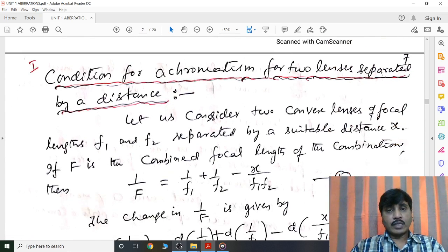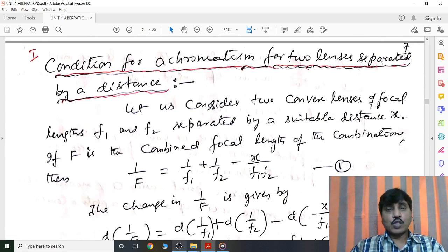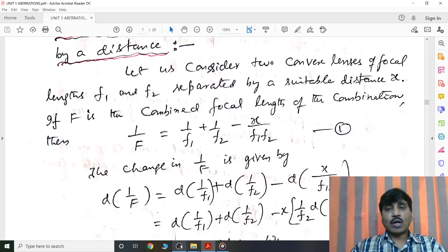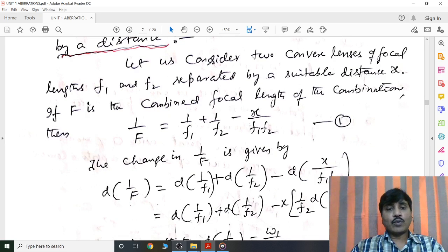Now, the second condition: the condition for achromatism for two lenses separated by a distance, coaxially. Let us consider two convex lenses of focal lengths f1 and f2 separated by a suitable distance x. If capital F is the combined focal length of the combination, then 1 by capital F is equal to 1 by f1 plus 1 by f2 minus x by f1 f2. That is equation 1.